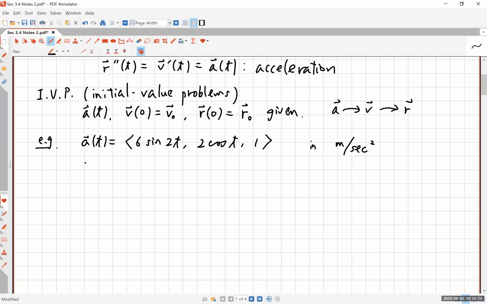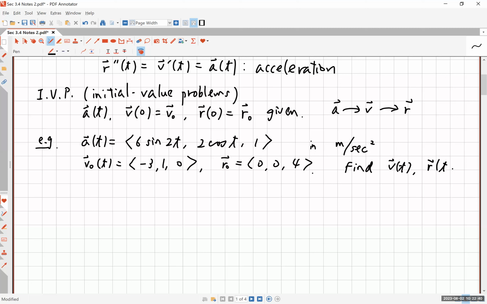Then we are also going to be given some initial values. For this, you need 2 initial values to find our unique solution. That's going to be v naught, which is given as (-3, 1, 0). I am just giving you an example question. And then the position, let's assume it's (0, 0, 4). Of course, our job is to find the velocity vector function and the position function, given these three pieces of information.